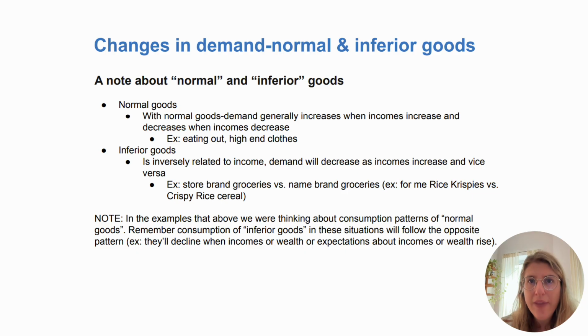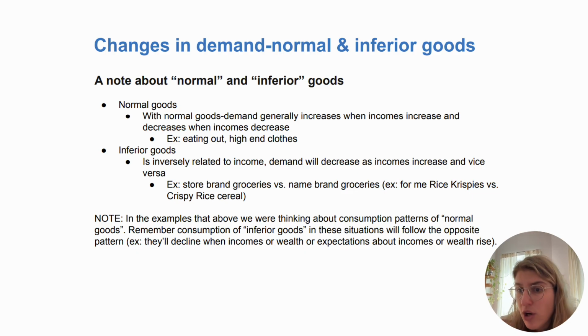Okay, so another important distinction in demand and shifts in the demand curve is the distinction between normal goods and inferior goods. So for normal goods, demand increases when income increases and decreases when income falls. That is the marker of a normal good. Apples are a normal good. Think about eating at restaurants or buying high-end clothes, right? So when people have more money, they tend to spend more on those things.